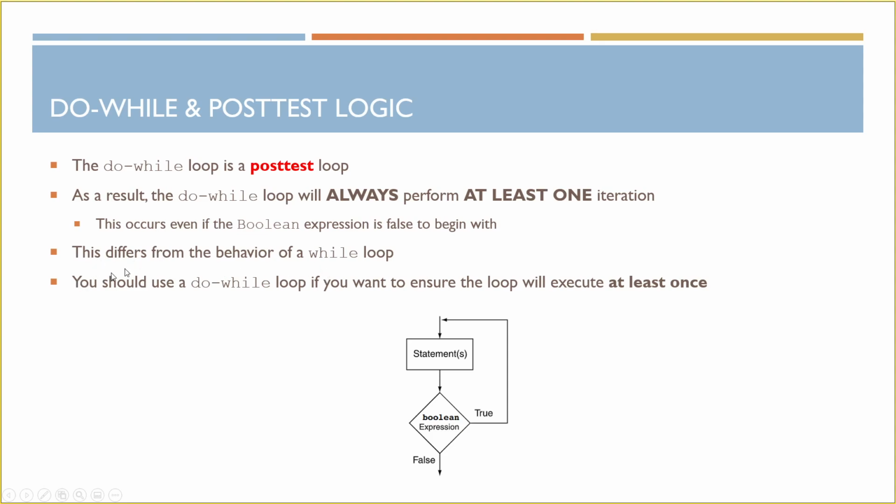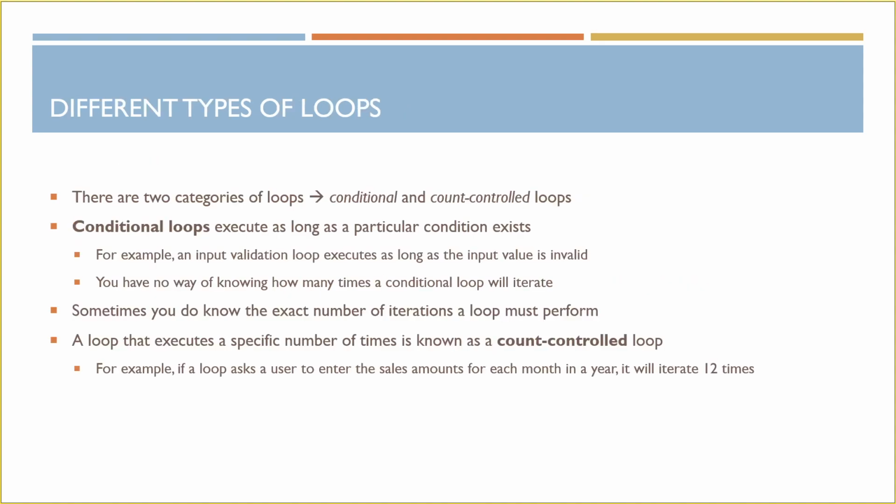Like we've seen, this kind of differs from the behavior of a while loop, because while loops are pre-test loops. And like I said, use a do while loop if you want to ensure the loop will execute at least one time.